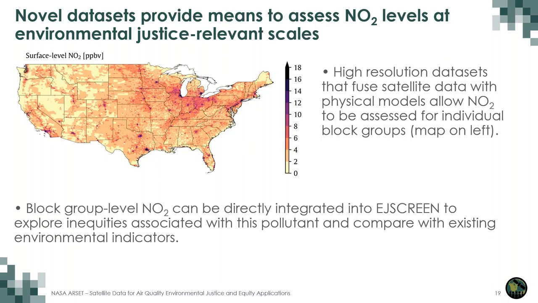We now have high resolution data sets that fuse satellite data with physical models, and that allows NO2 to be assessed for individual block groups, and that's what's shown on the map on the left-hand side here. And this block group level NO2 can be directly integrated into EJ Screen to explore inequities associated with this pollutant and compare with existing environmental indicators. So I want to do a quick demo of that.